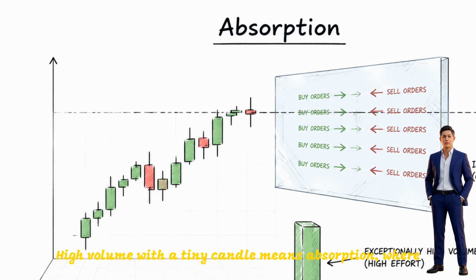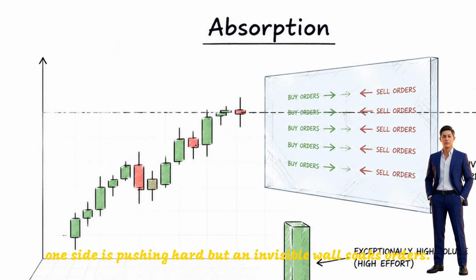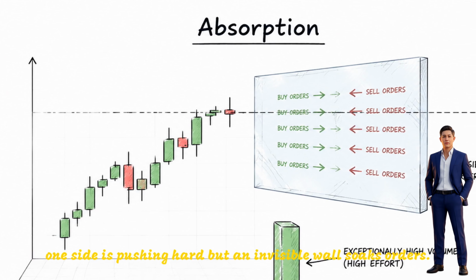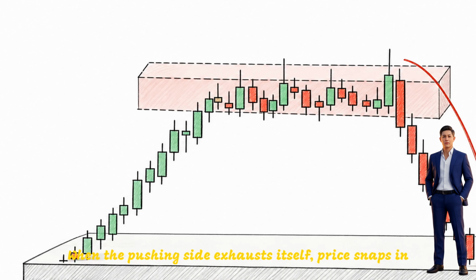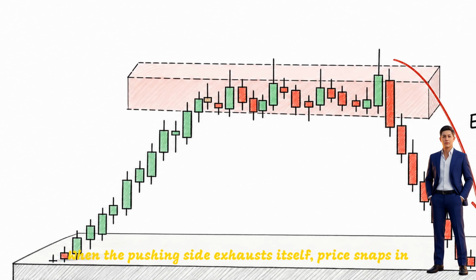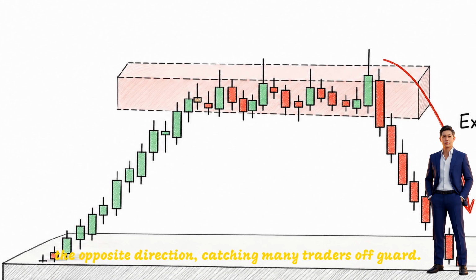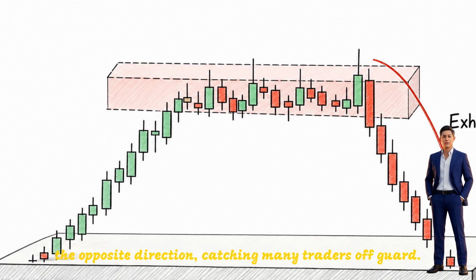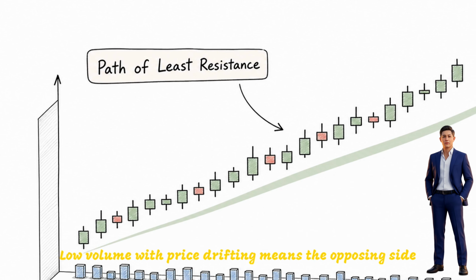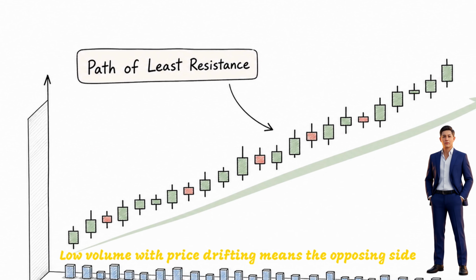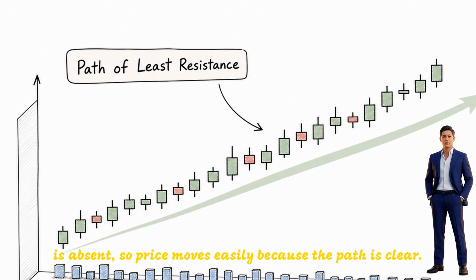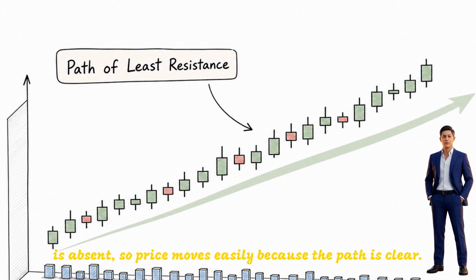High volume with a tiny candle means absorption, where one side is pushing hard but an invisible wall soaks up orders. When the pushing side exhausts itself, price snaps in the opposite direction, catching many traders off guard. Low volume with price drifting means the opposing side is absent, so price moves easily because the path is clear.